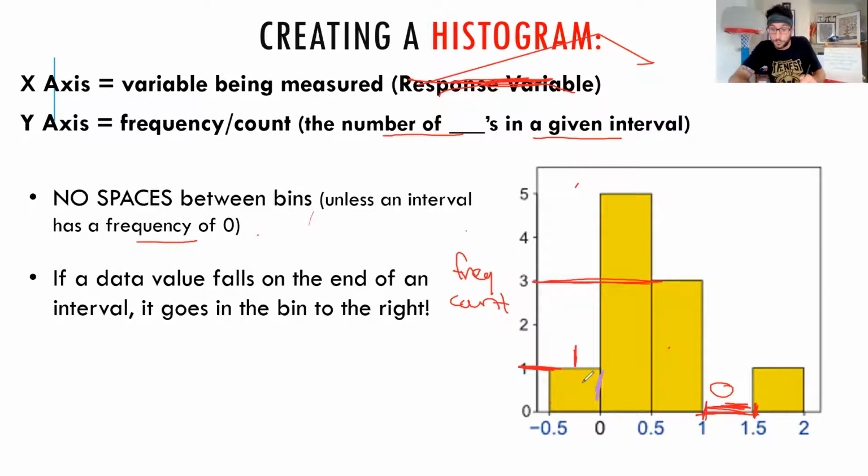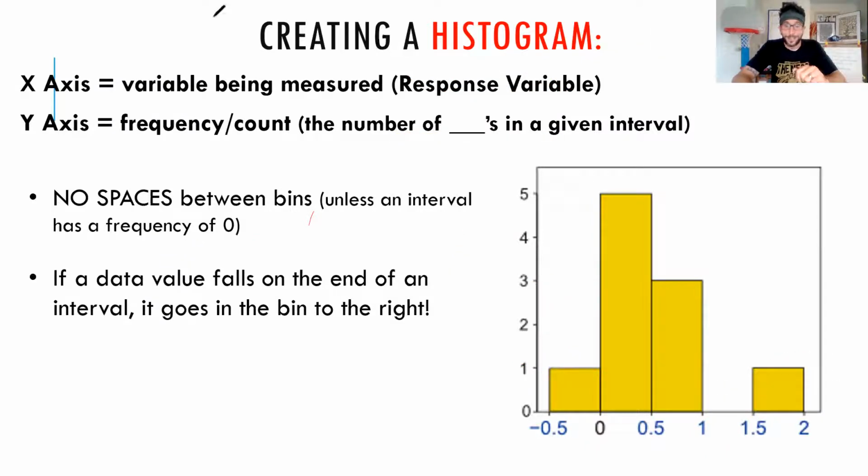So if there's a data value of 0, that goes in this bin from 0 to 0.5. Or if there's a data value of 1.5, it goes in this bin to the right, always. So there cannot be any 2s in this histogram, because if there were a 2, that would go in the bin to the right. Okay, all right, just kind of touching on these.